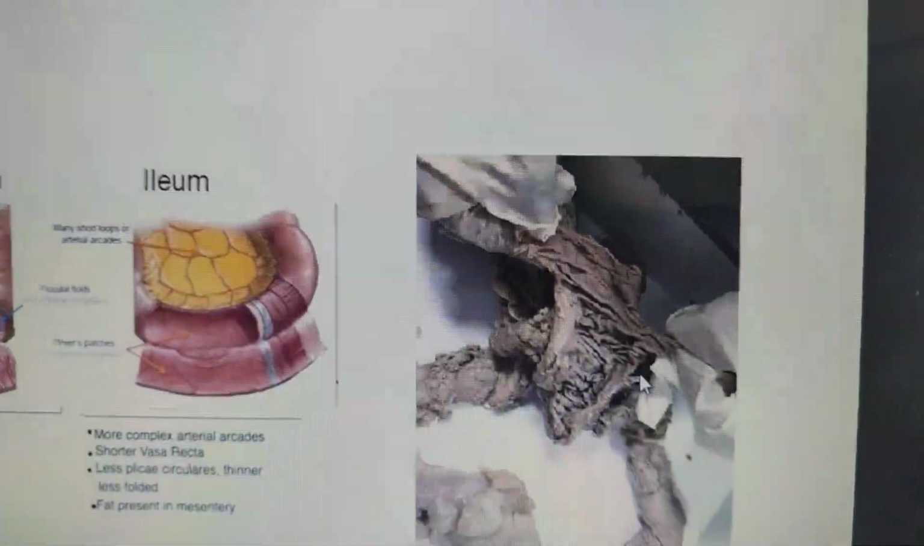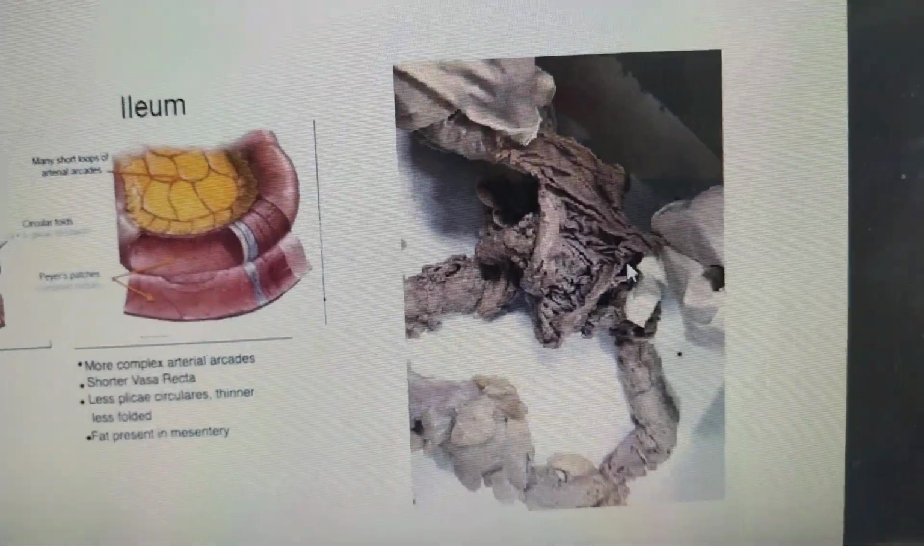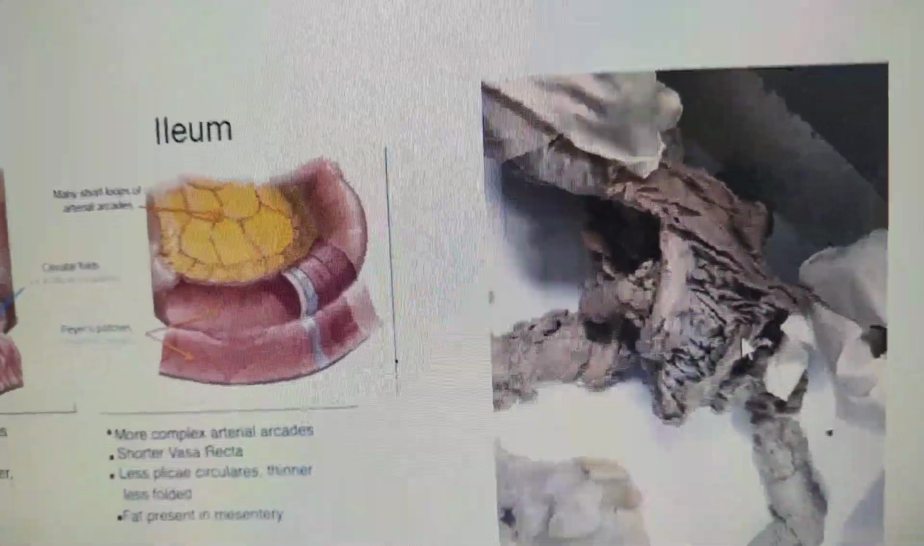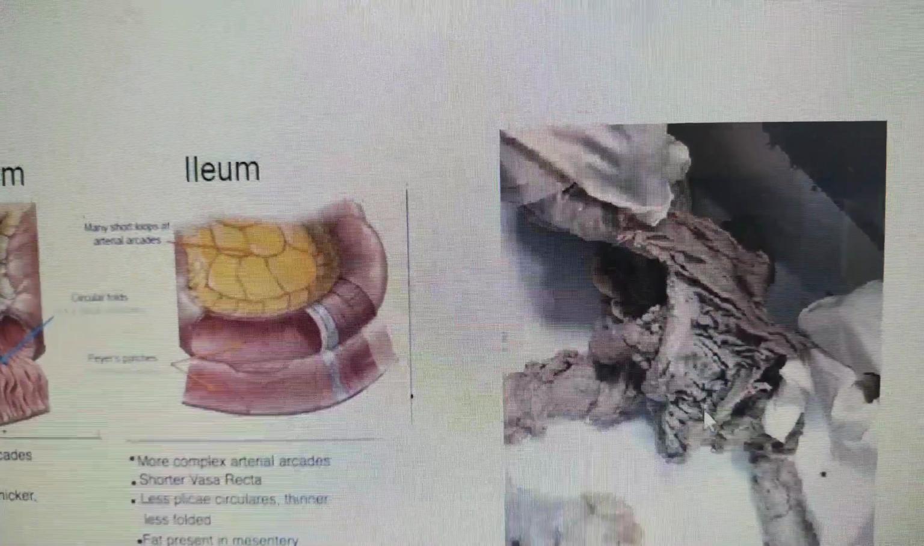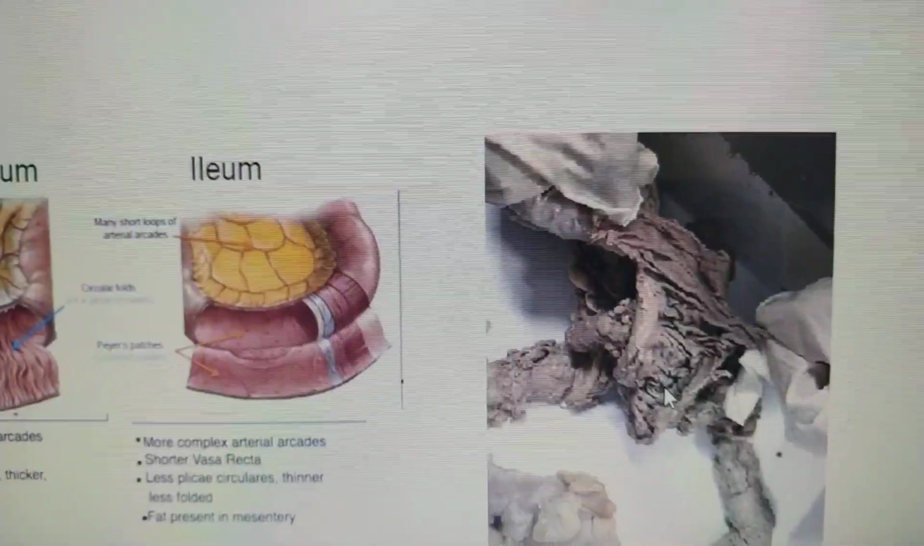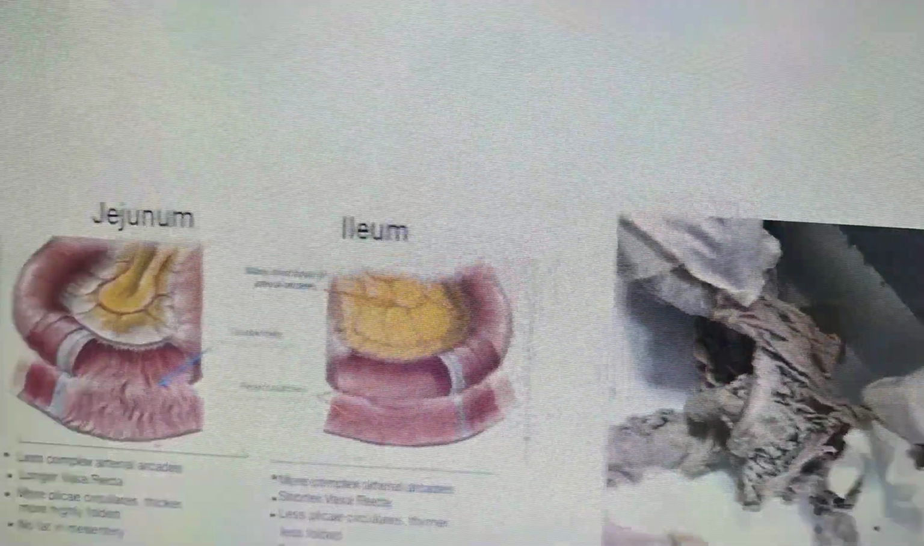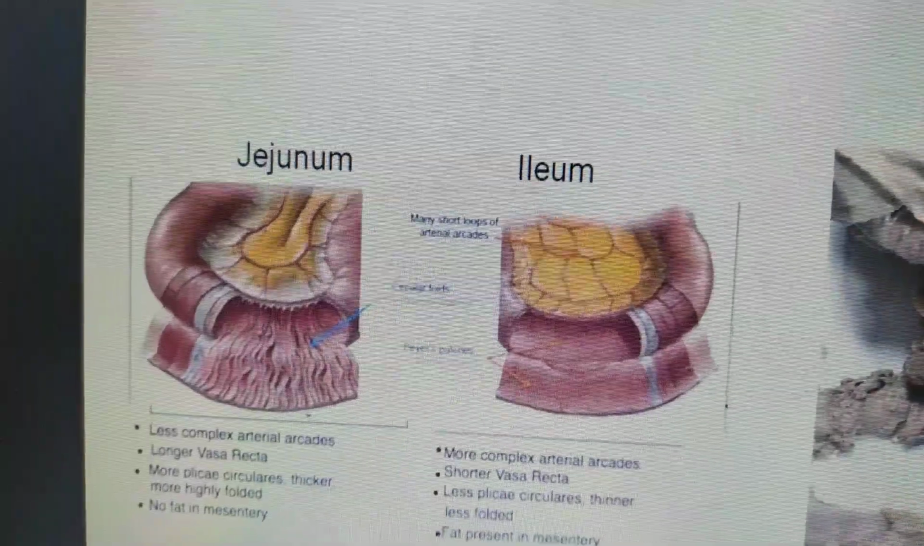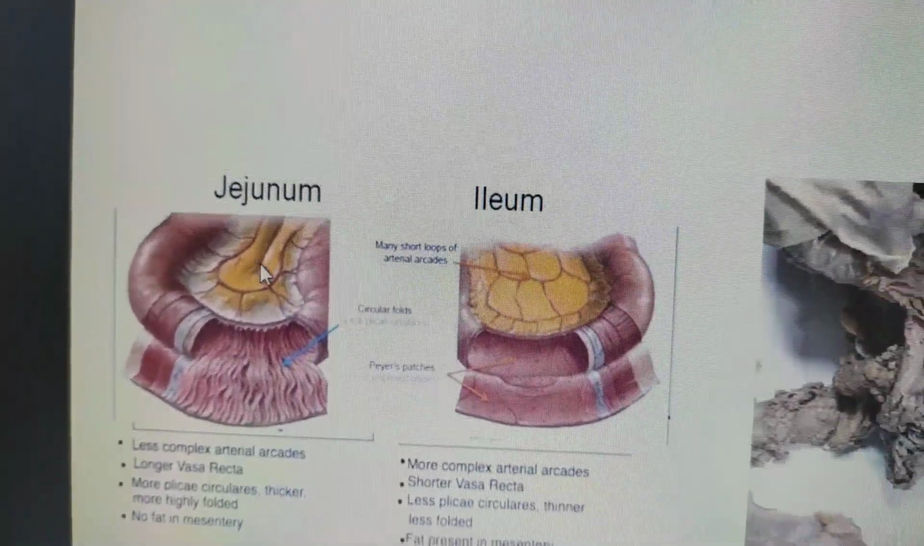Now in this image you can see the dissected portion of the small intestine, in which you can see the various mucosal folds. These are the plica circularis. Also you can see here the root of the mesentery.